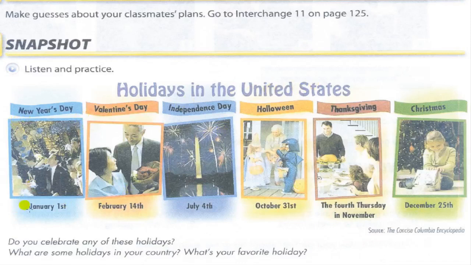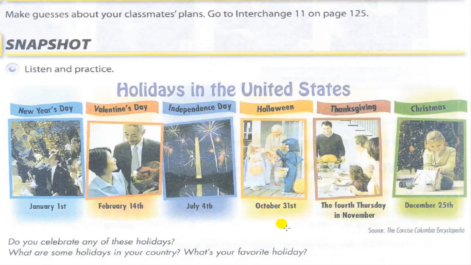Holidays in the United States. New Year's Day, this is January the 1st. People sing, dance, they have fun. Valentine's Day, this is the Day of Love on February the 14th. People give chocolates and flowers to the people they love. Independence Day, July the 4th. They celebrate it with fireworks.